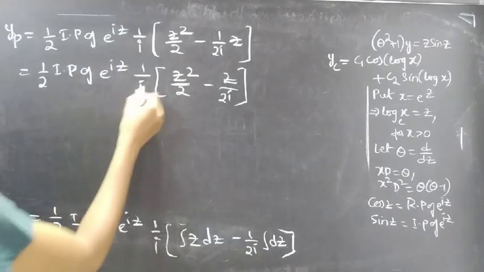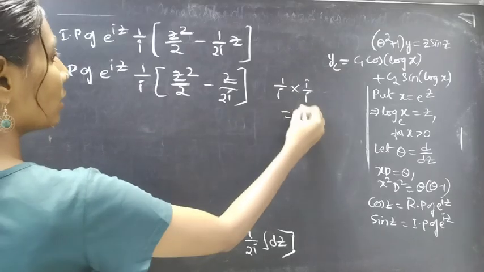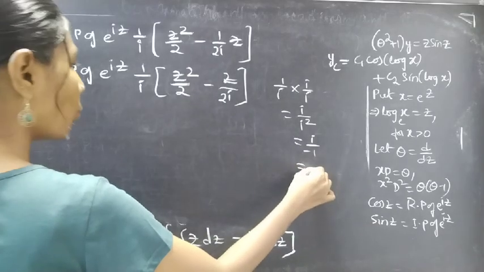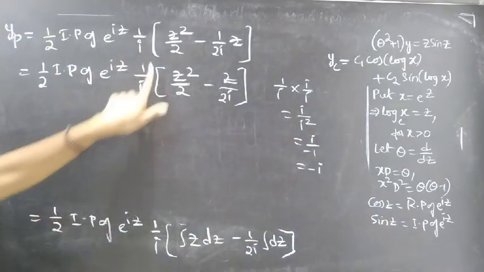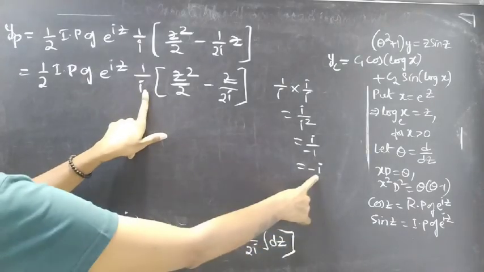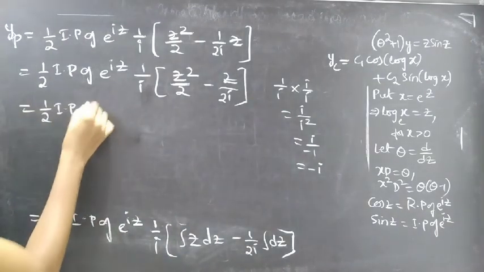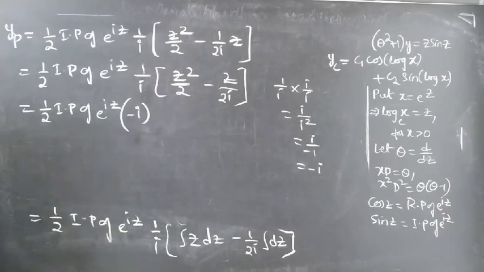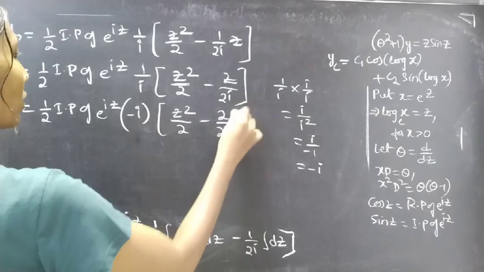Right? Now, we are having 1 by I. Multiply and divide by I to this 1 by I, we get I by I square. Since I square is minus 1, we get I by minus 1, which is minus I, right? Now we can replace 1 by I with minus I. We get 1 by 2 into the imaginary part of e power iz into, replacing 1 by I with minus I, into z square by 2 minus z by 2i.